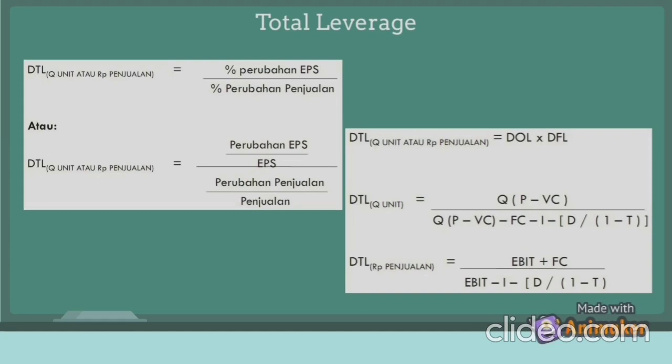And then we have the other formula. DTL equals Q multiplied by (P minus VC), divided by Q multiplied by (P minus VC) minus FC minus I minus preferred dividend divided by 1 minus T. And then the last formula is EBIT plus FC divided by EBIT minus I minus preferred dividend divided by 1 minus T.